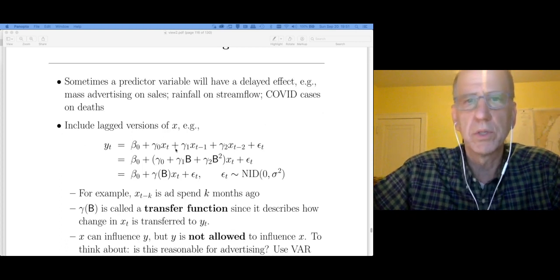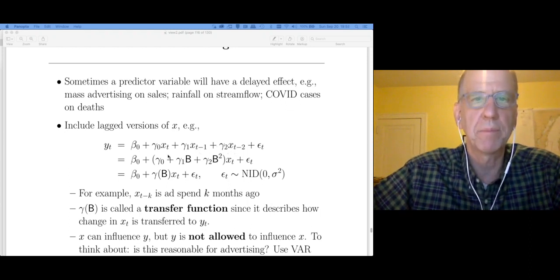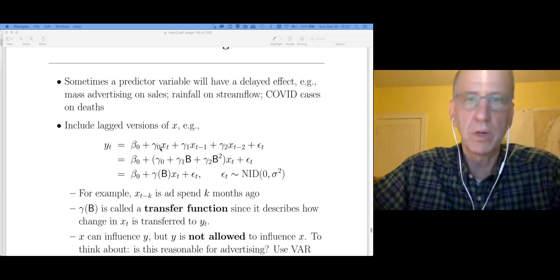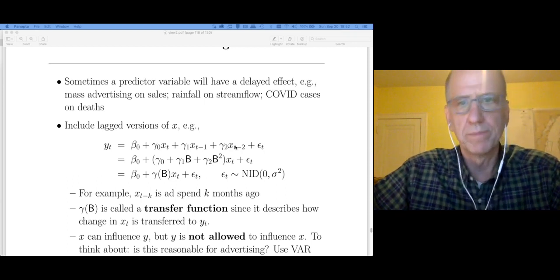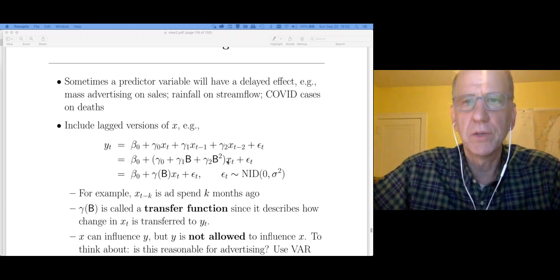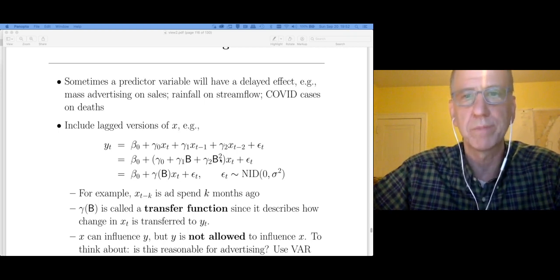The way we will do this is to include a lagged version of the predictor variable in the model. So we could have, for example, the level in the river is a function of how much rain we got last week. We could also have this week, we could have the week before, and so forth. Now we can write this in backshift notation as follows. This would be gamma naught times x_t, gamma 1 times x_{t-1}, and then gamma 2 times x_{t-2} when you apply the backshift operator twice.